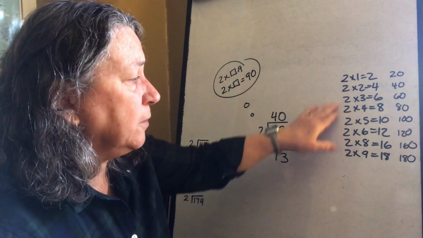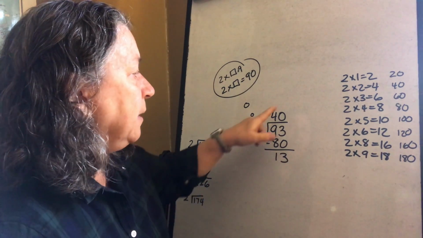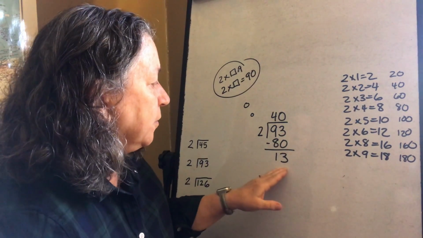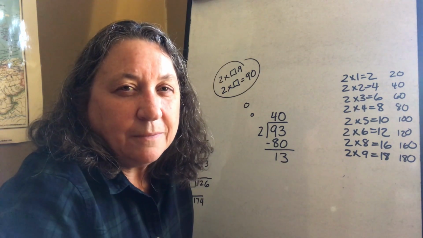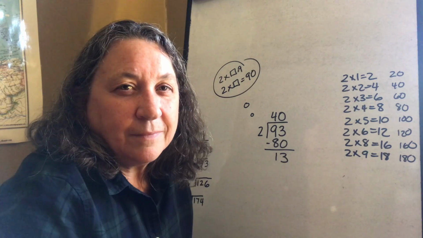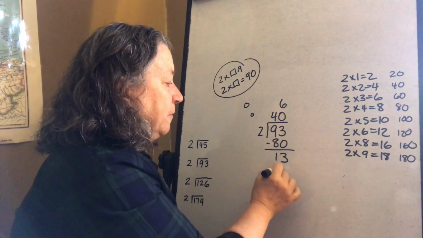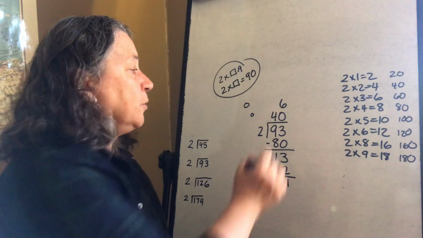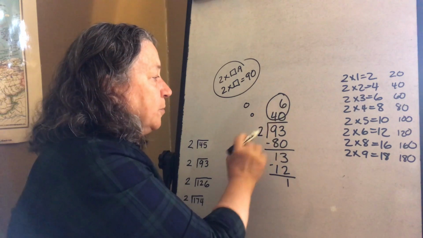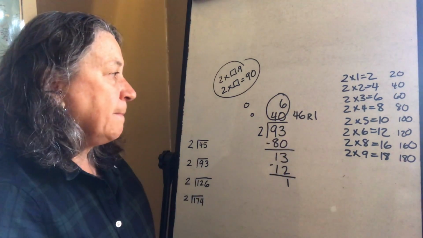And now we can look here in the regular facts and find a number that I could multiply 2 times and be close to 13. We finish that problem up. What would it be? I bet you wrote 6. 2 times 6 is 12. Yep, that's right. And you'd have 1 left. So there were 2 groups, and we put 46 in each group with a remainder of 1.